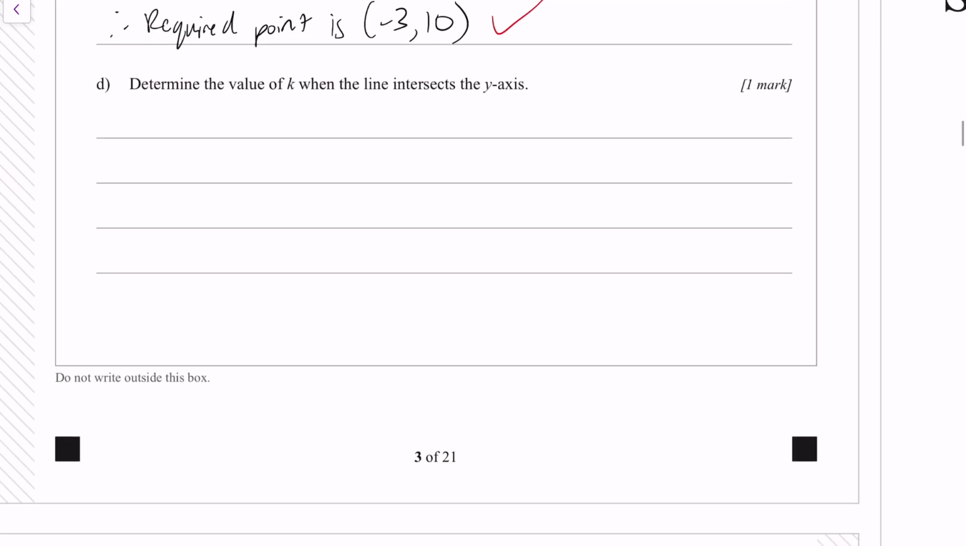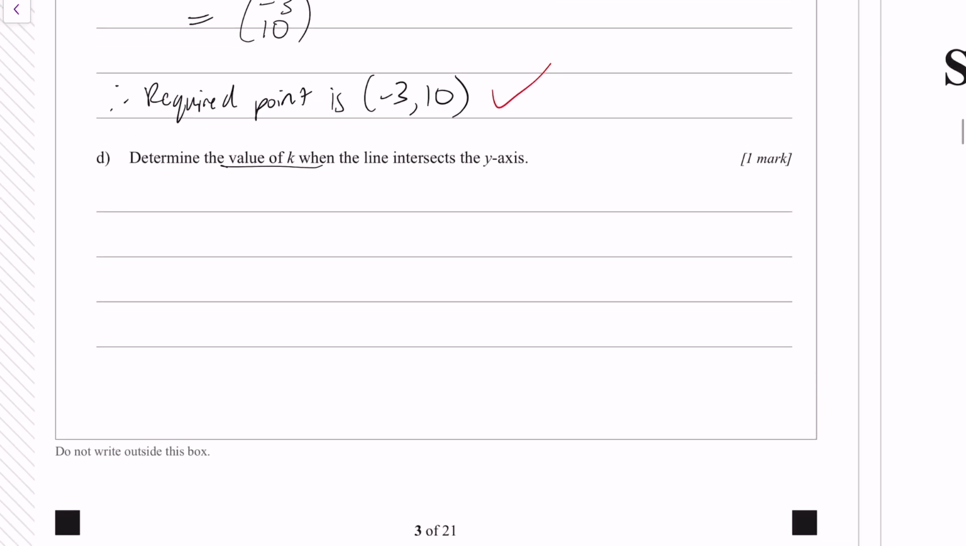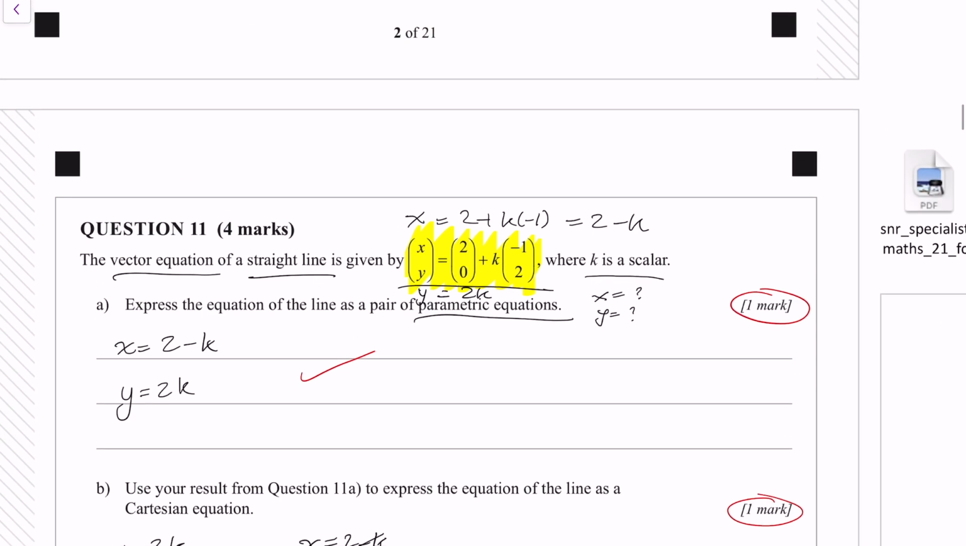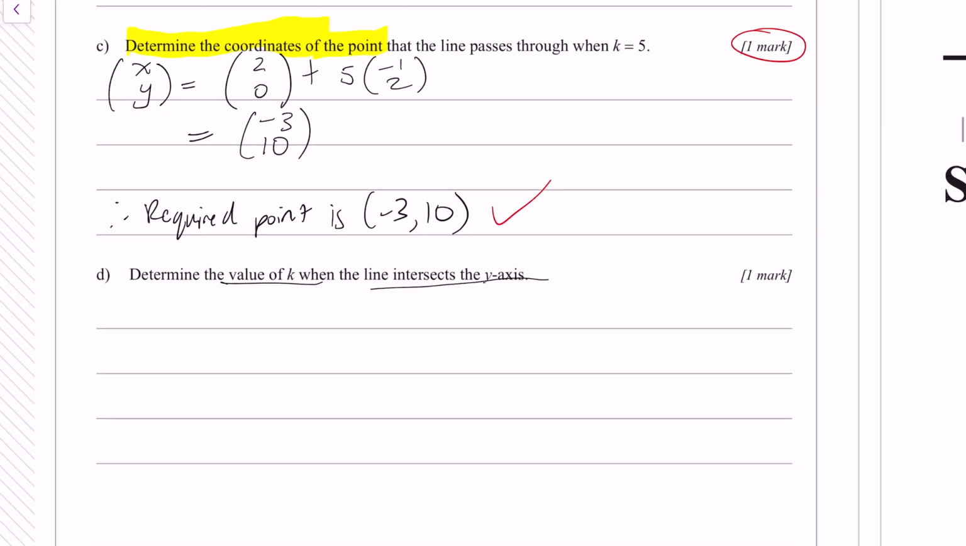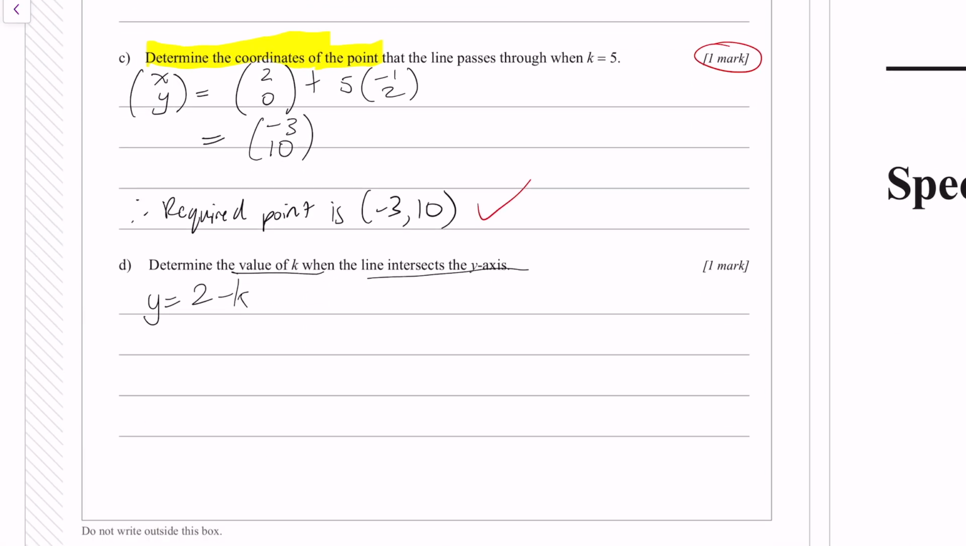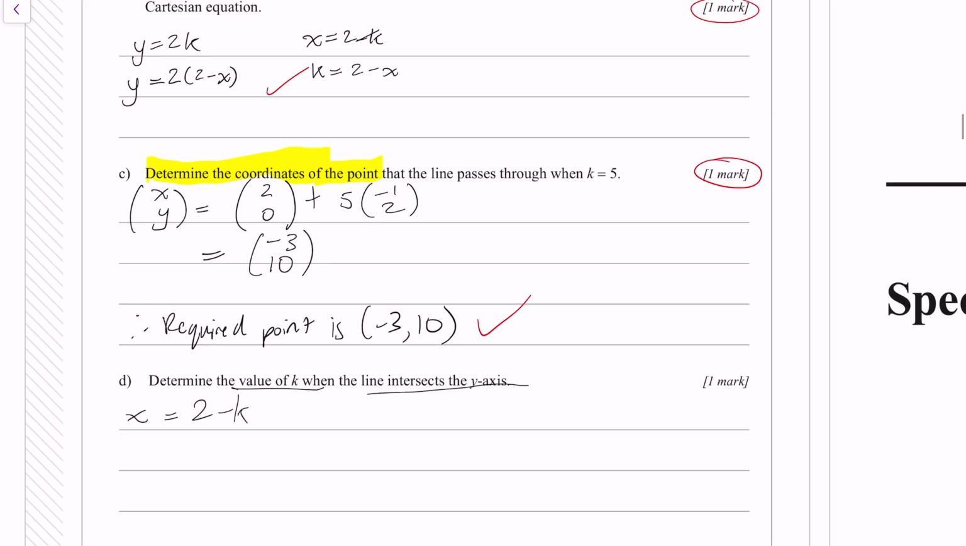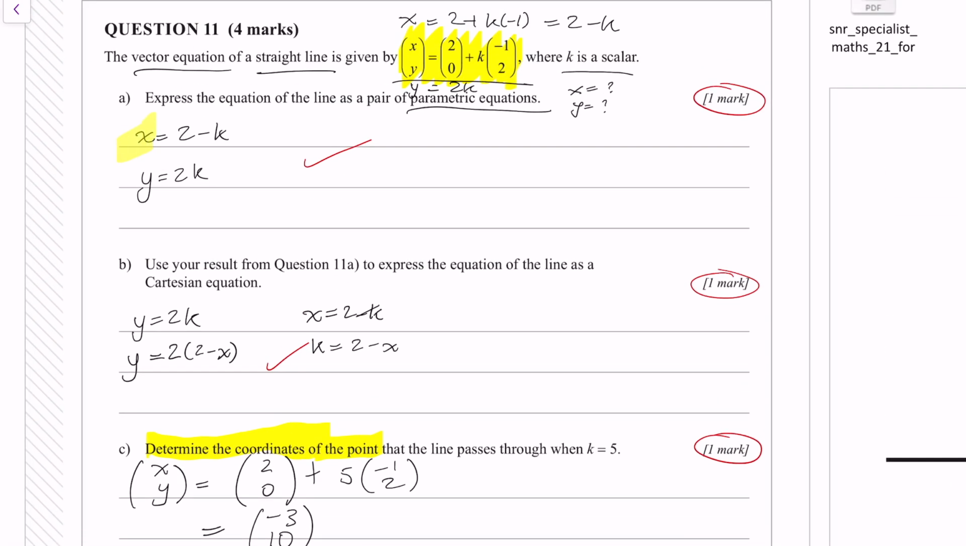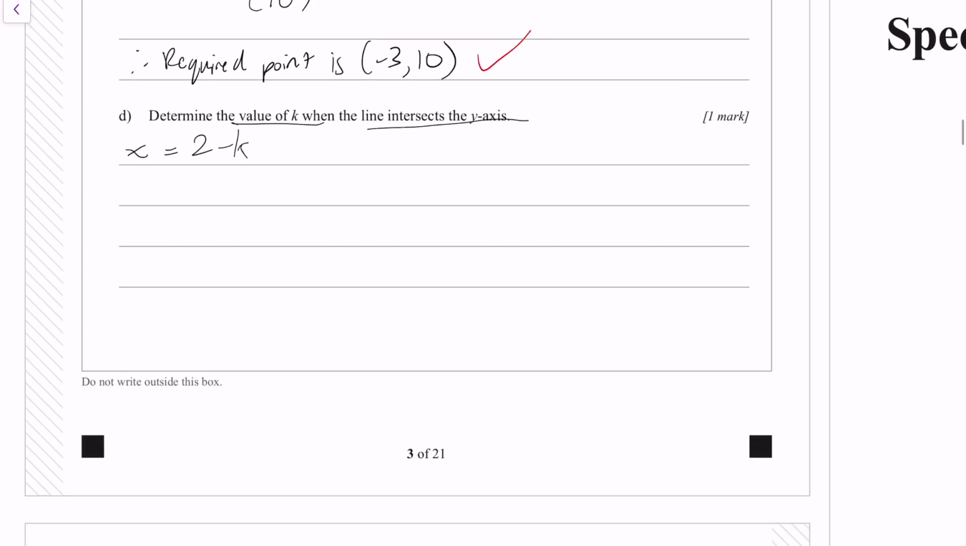Okay. And 11d, determine the value of k when the line intersects the y-axis. Okay, well, what we can do, because we have our parametric equations, we know that x equals 2 minus k, and we would confirm that from what we had up here. Okay, y is equal to 2k.